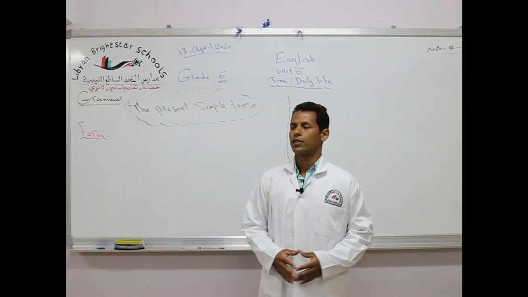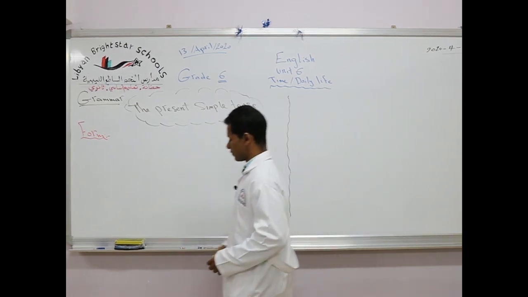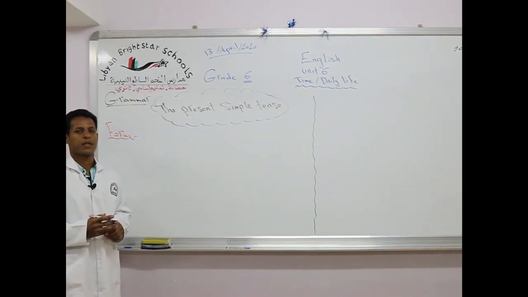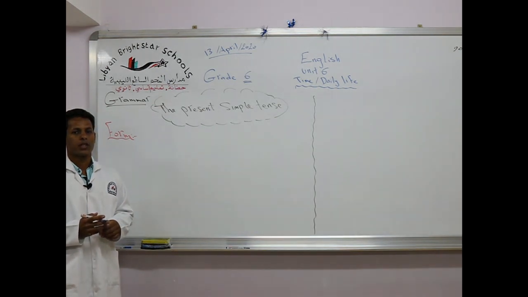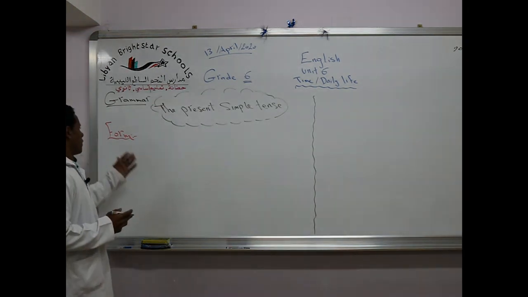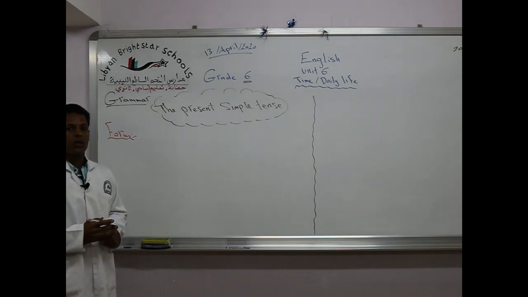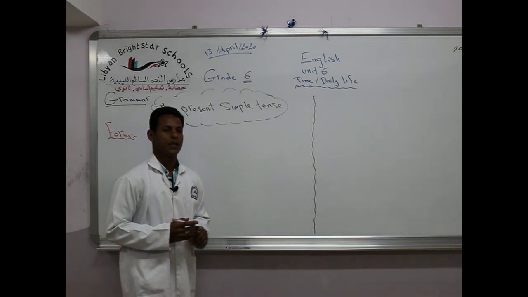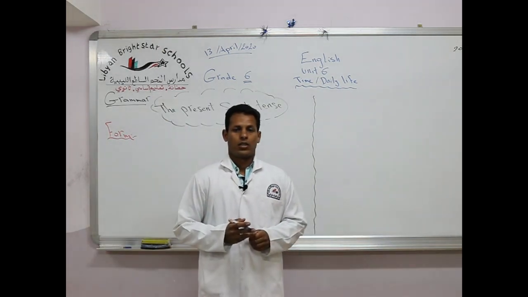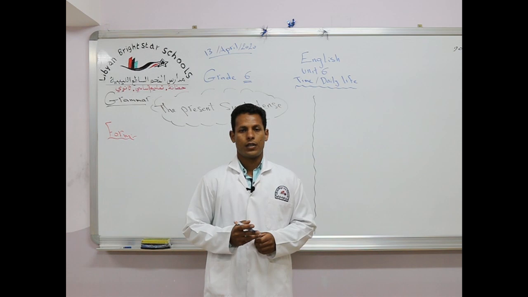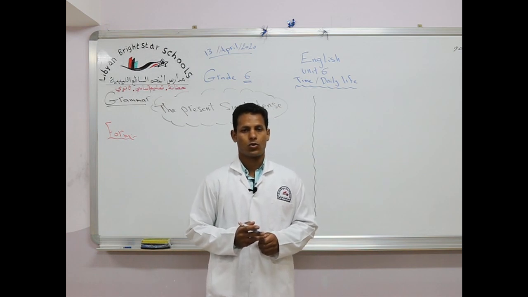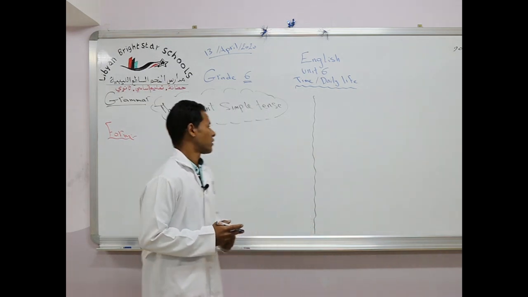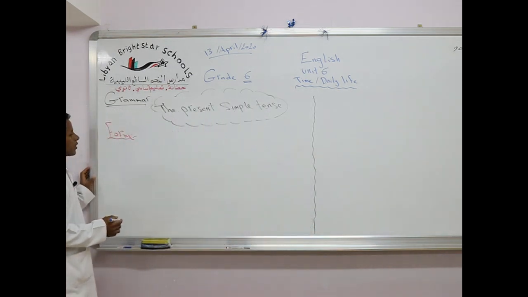Today we will study the present simple tense. The present simple tense is used to express repeated actions or daily routine. The first thing we will talk about is the form. The form of the present simple is formed by the infinitive plus s, es, or ies with the singular subject.